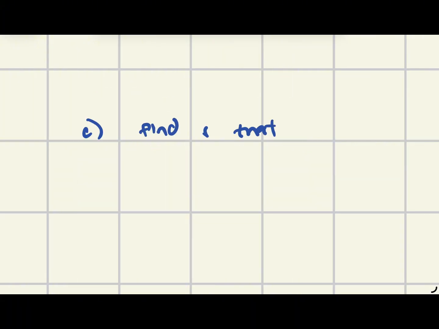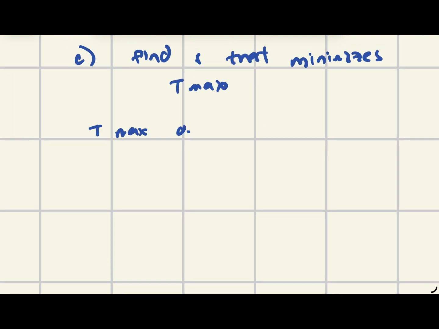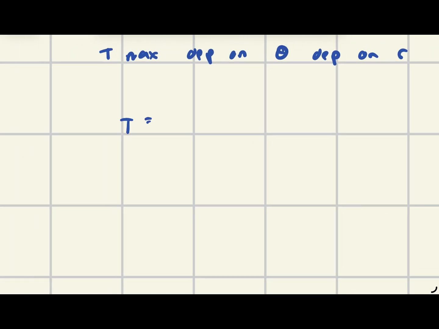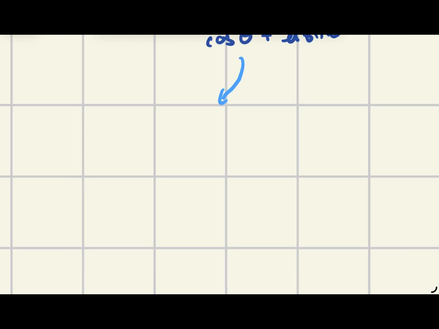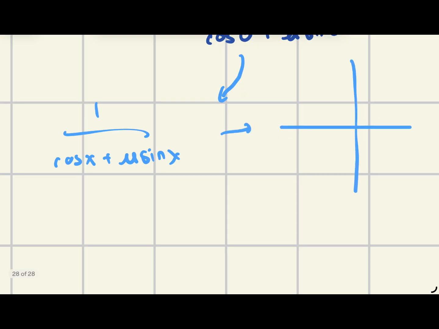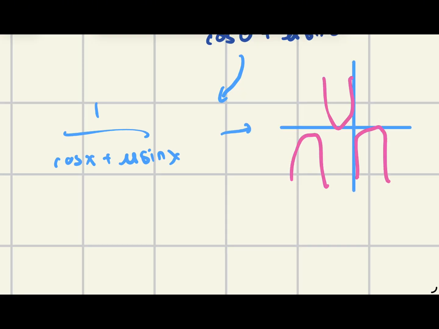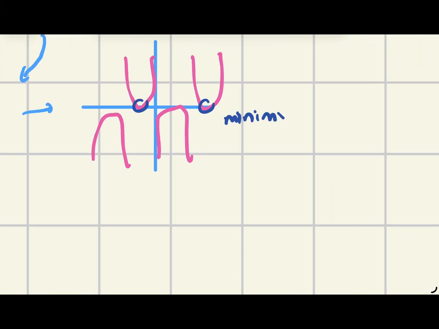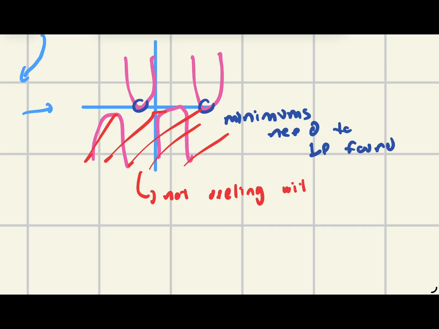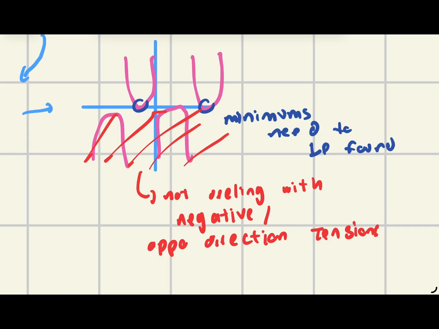So now we're going to move on to part C, where we're trying to find the r that minimizes our T max. This is possible, as we're showing in part B, because T depends on theta, which depends on r. Now we have T equals mu mg over cosine theta plus mu sine theta. Just to visualize, I'm going to show you this base function as a graph. We cannot have negative values for our system, so that's why we can cross out all the things below the x-axis, and this shows us that there are minimums which we need to find in the tension graph.